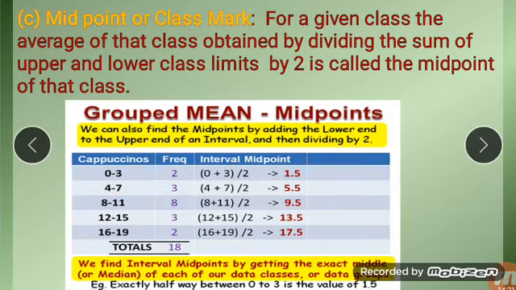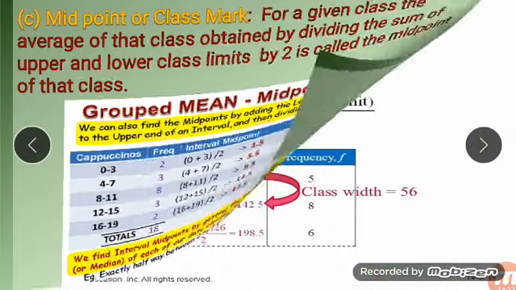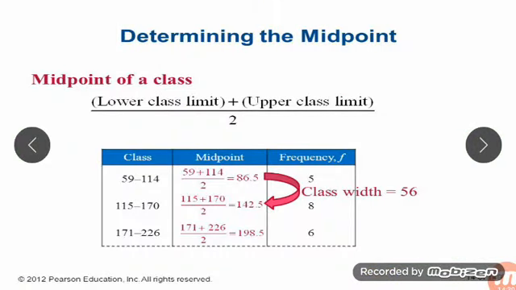Why by 2? Because we have to find the half, the midpoint, so it must be divided by 2. As half of 3 is 1.5, similarly 4 plus 7 is 11, and half of 11 is 5.5. In this way we can find the midpoints of the classes. Here is some more explanation of determining the midpoint: lower class limit plus upper class limit, divided by 2.